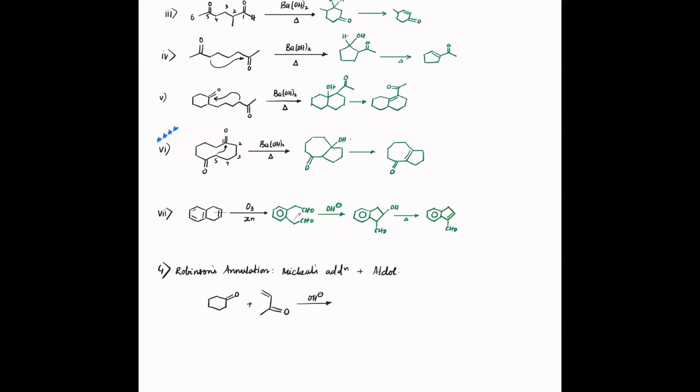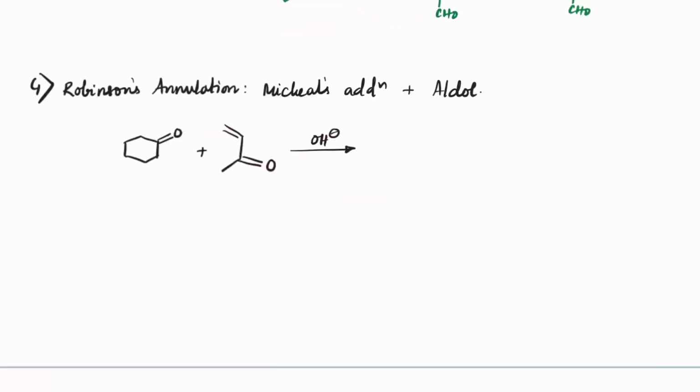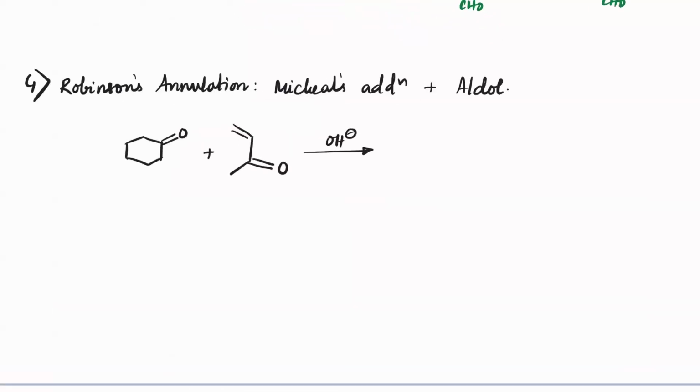Right. So the next one is Robinson annulation. Annulation means ring formation. Let's see here how the ring is forming. First, you need to have a ketone. That will make a Michael addition first, which means there should be a 1,4 addition, a conjugate addition. Then the conjugate addition should be followed by an intramolecular aldol. I forgot to write that, intra aldol. Okay.